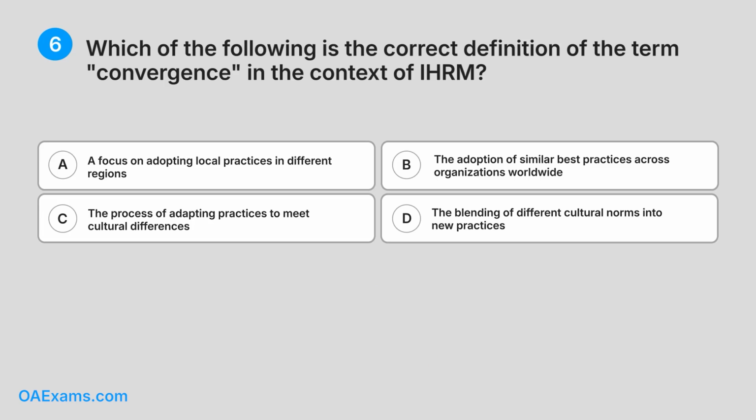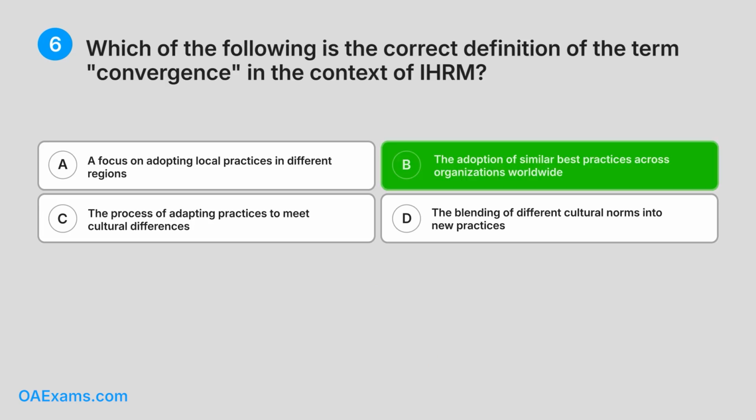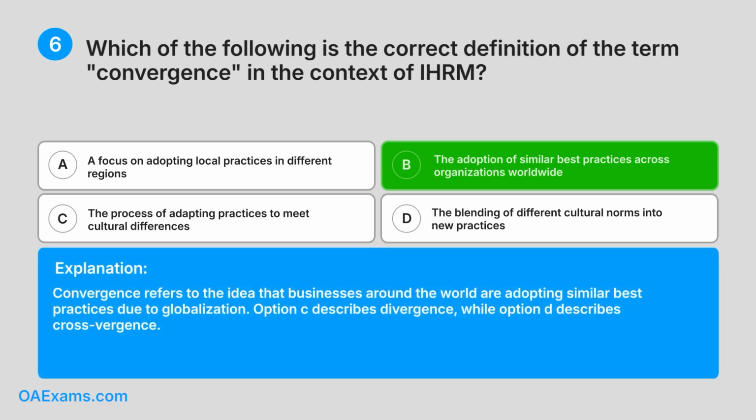Correct answer, B. The adoption of similar best practices across organizations worldwide. Explanation. Convergence refers to the idea that businesses around the world are adopting similar best practices due to globalization. Option C describes divergence, while option D describes cross-vergence.